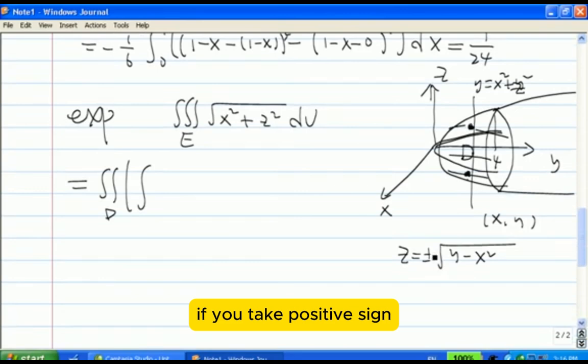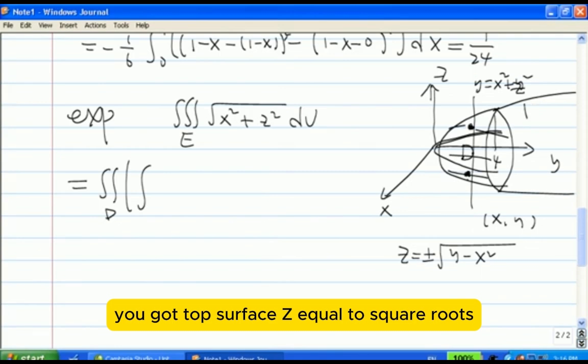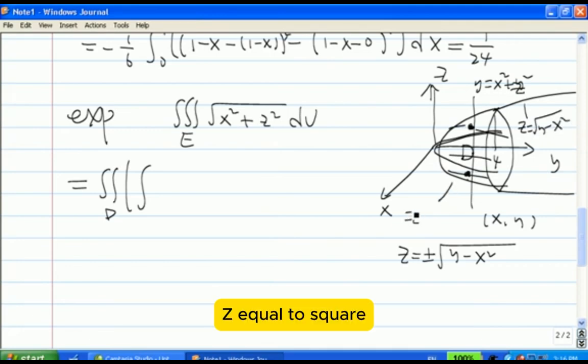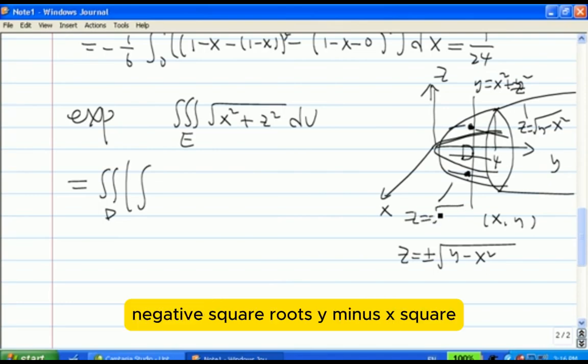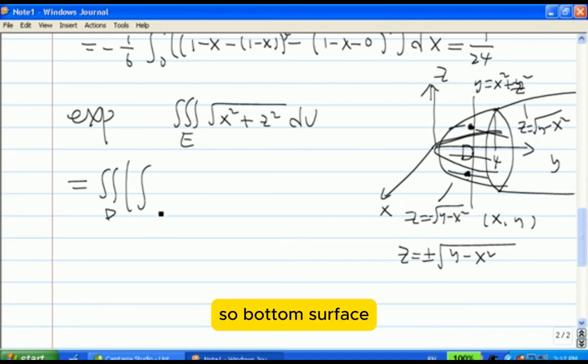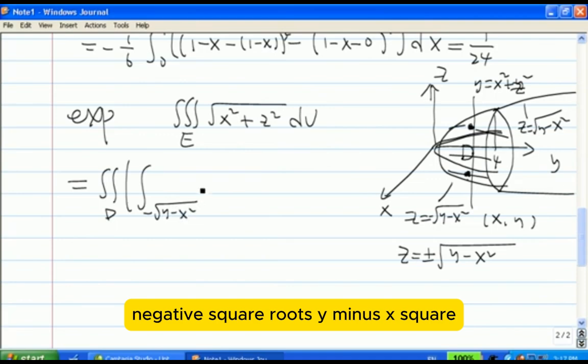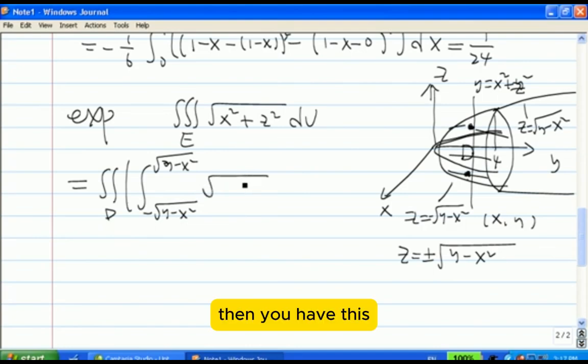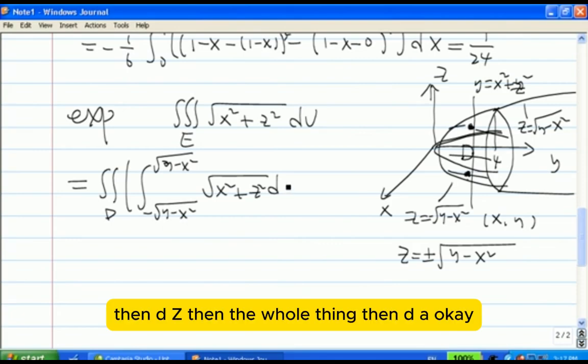Again, if you take the positive sign, you get the top surface, z equal to the square root of y minus x squared. If you take the bottom part, z equals negative square root of y minus x squared. So the bottom surface is negative square root of y minus x squared, and the top one is the positive square root. Then you have this, then dz, then the whole thing, then dA, okay.